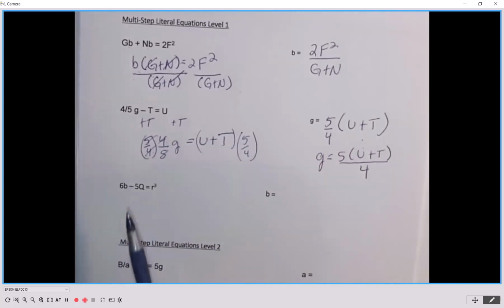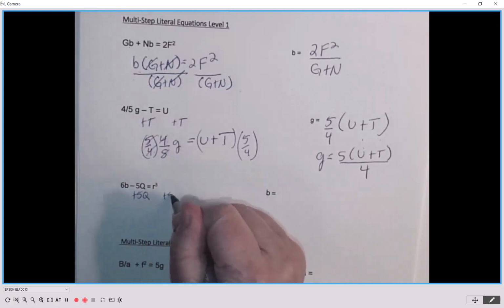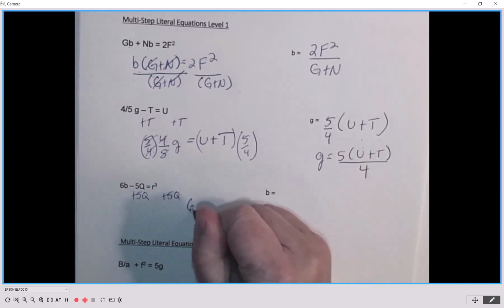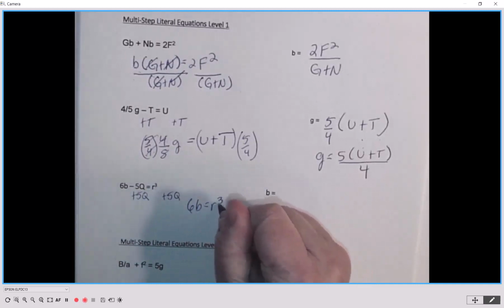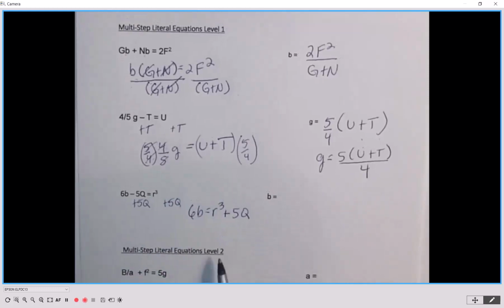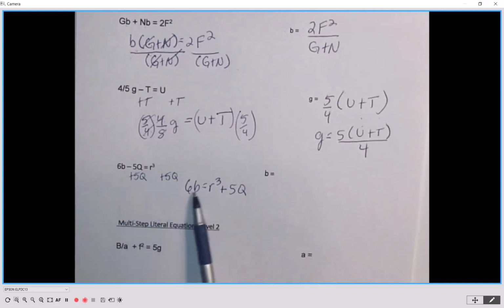So right away, I'm going to add plus 5q to both sides to get that on the other side. So I have 6b is equal to r cubed plus 5q. So don't get all caught up with letters and cubed, and let's just not focus on that right now. Let's just focus on they represent numbers, really.